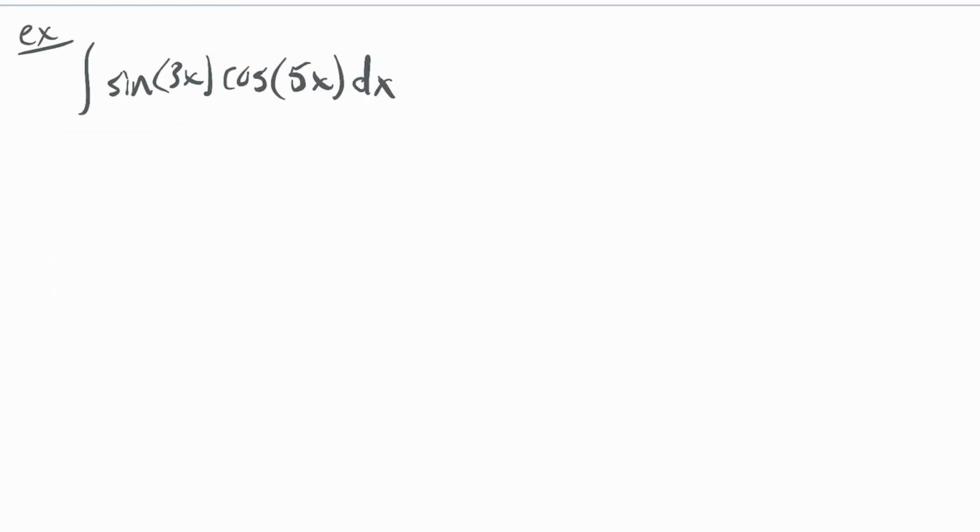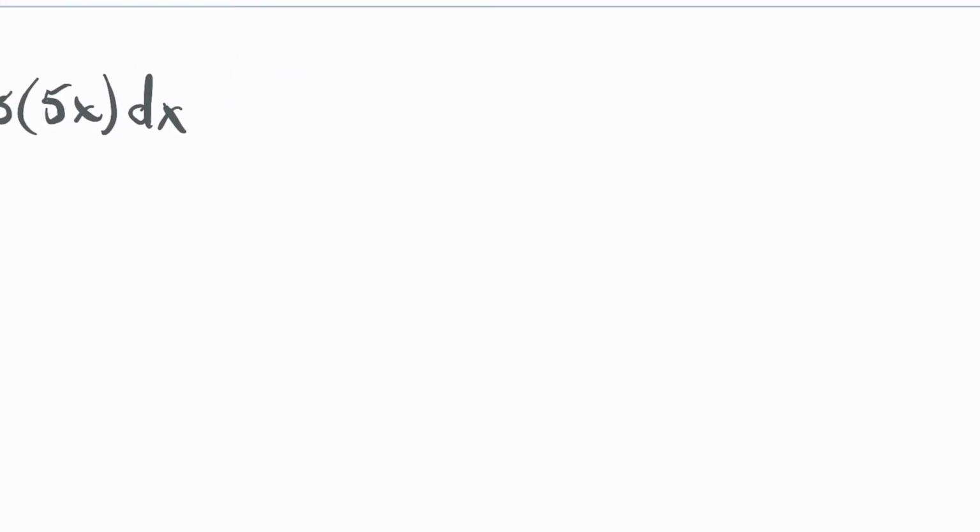Okay, so what if we had something like sine of 3x times cosine of 5x? Well, we're going to have to use another trig identity, one that's a little bit more complicated. This is called a product to sum formula. I'll put a link in the video description to another short video talking about the different formulas. That video doesn't prove them. They're not that difficult to prove, but they are tedious, so that video does not go through the effort of proving them.